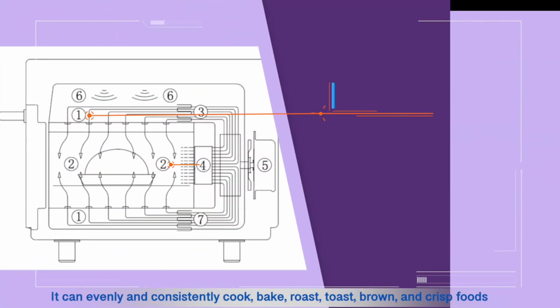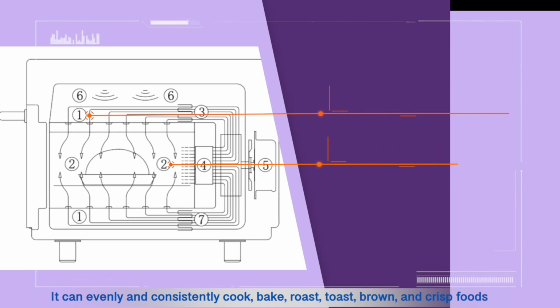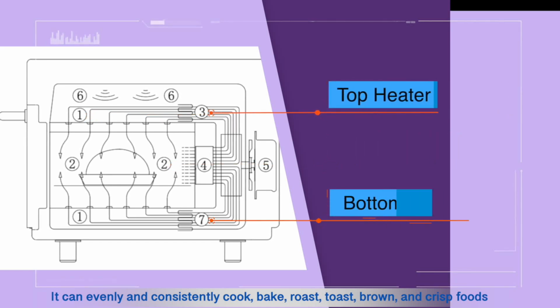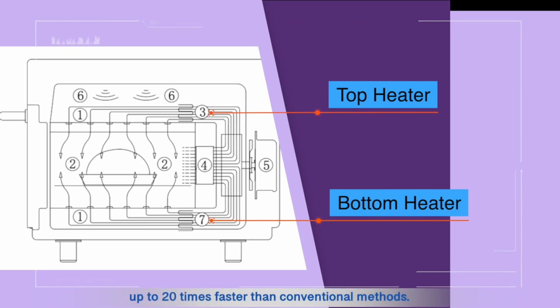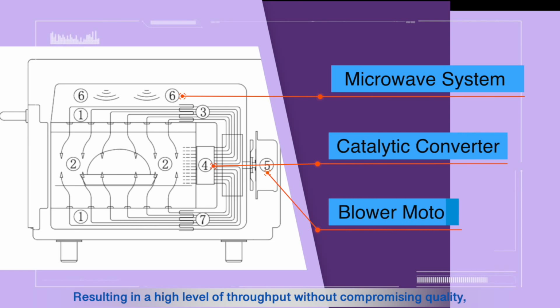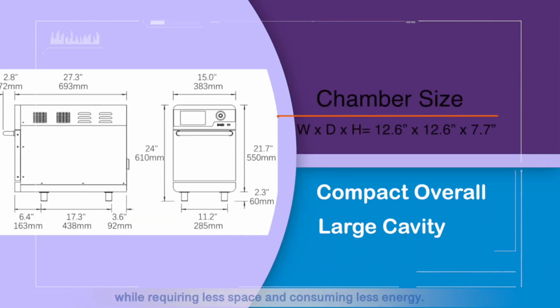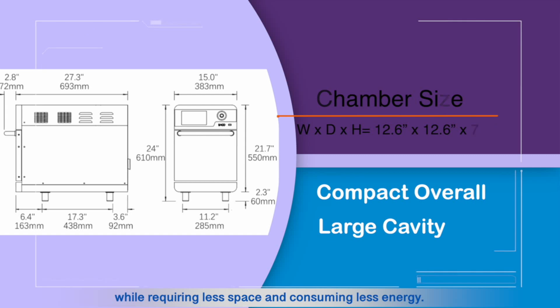It can evenly and consistently cook, bake, roast, toast, brown, and crisp foods up to 20 times faster than conventional methods, resulting in a high level of throughput without compromising quality. It provides superior cooking performance while requiring less space and consuming less energy.